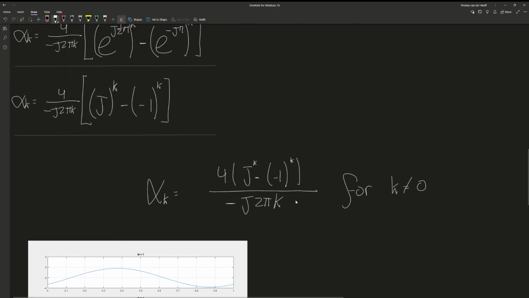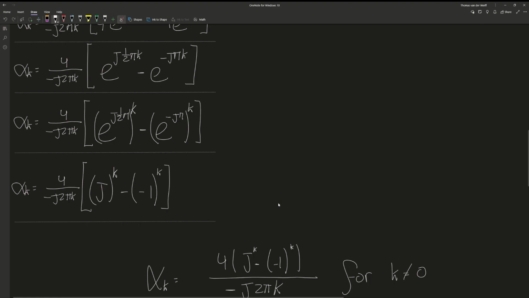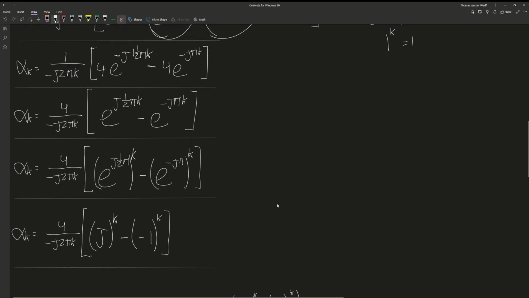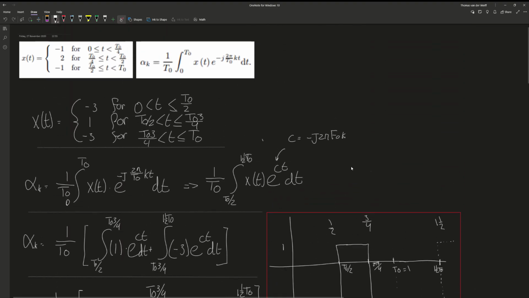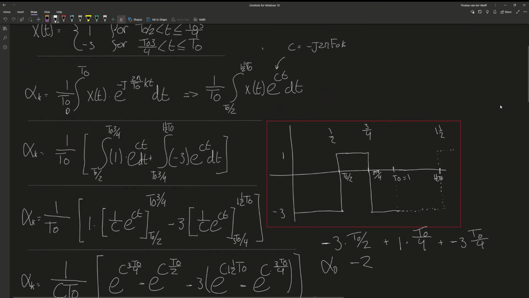Okay, so that's it. I hope it was a little bit clear. If it's not, then just try it out with the other exercise. Take a good look at this and see if you can work it out. Good luck anyways.